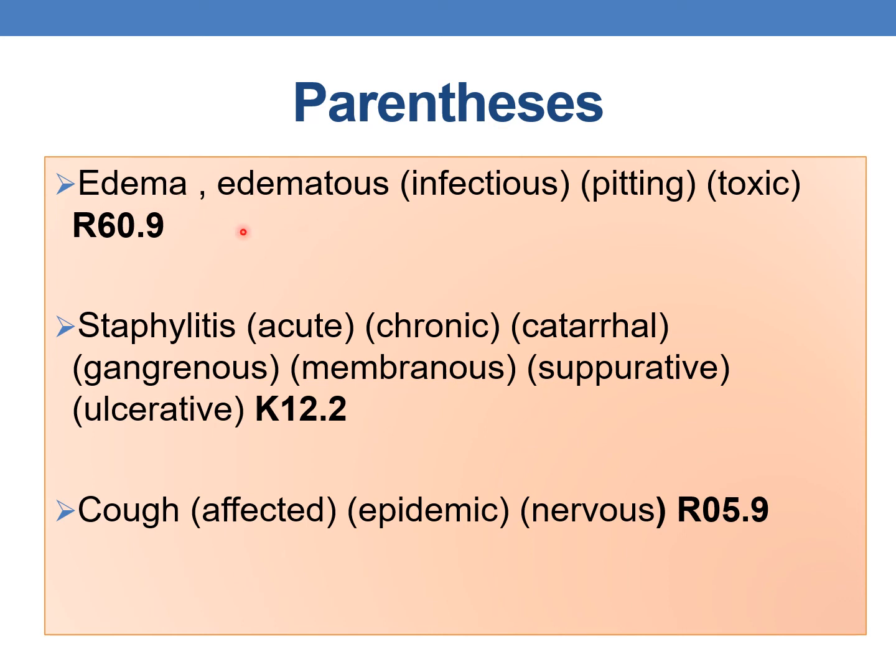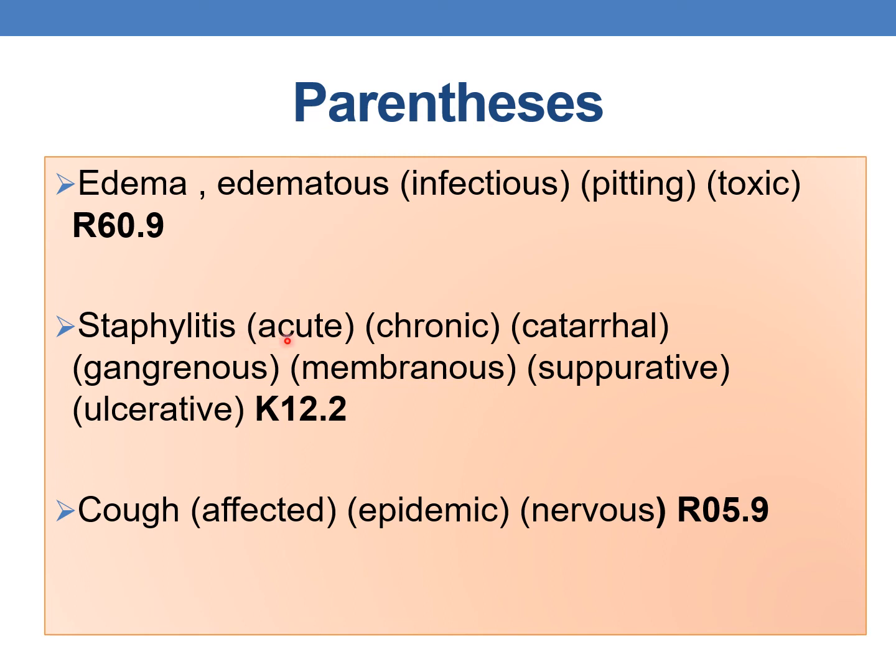Whenever we search for edema, you can see it is given along with infectious, pitting, toxic. These are the subterms or the non-essential modifiers. Whenever the physician documents infectious edema, we need to code R60.9. Whenever he documents pitting edema or toxic edema, in both cases the code is R60.9. The number of subentries will not dictate the number of codes.